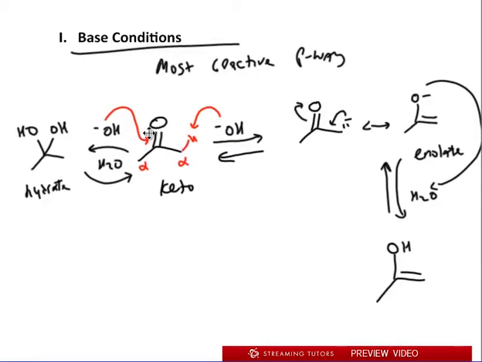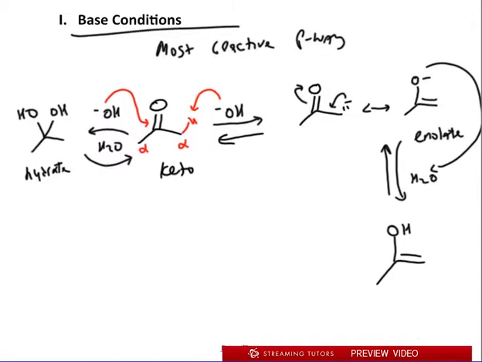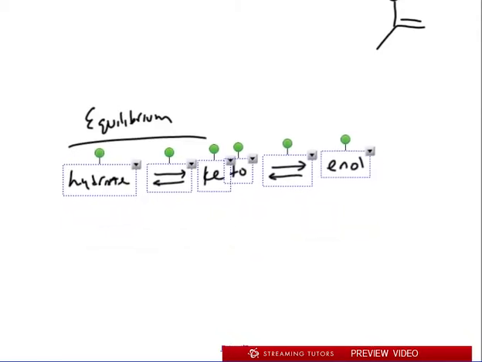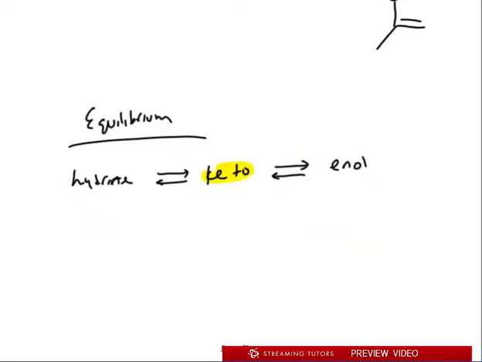All right. So this is something that I want you to know is constantly happening. So what we see here is that there's a constant equilibrium between the hydrate, the keto, and the enol. Okay, so there's an equilibrium that's constantly going on between these three. Now this is important, but we know that the keto tends to be the major form.